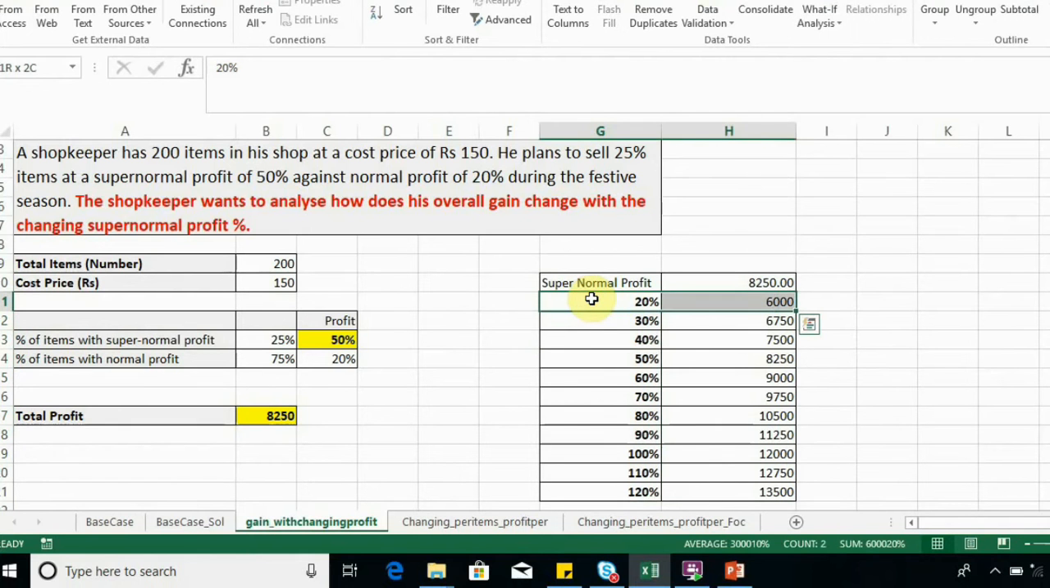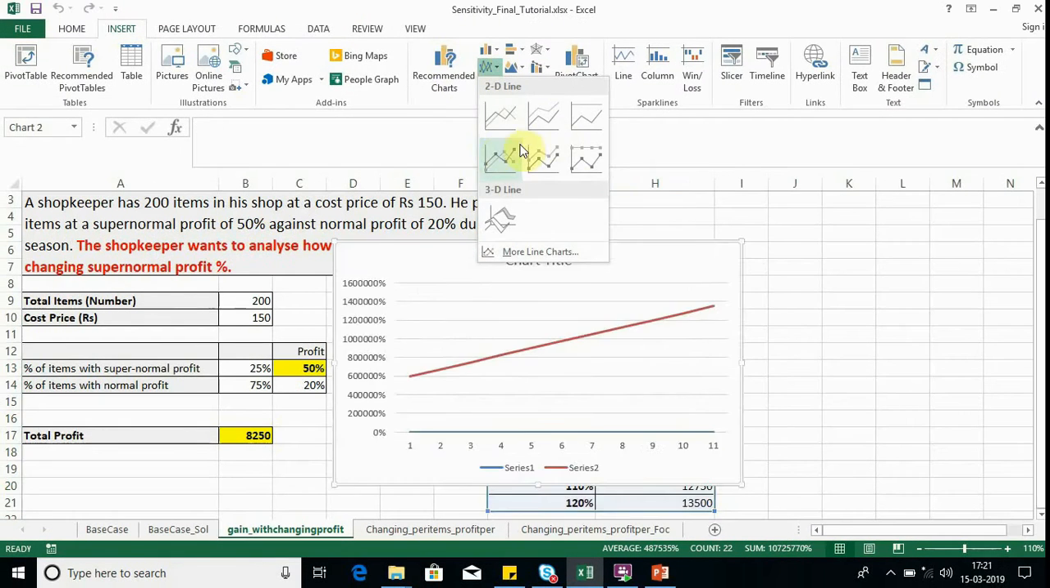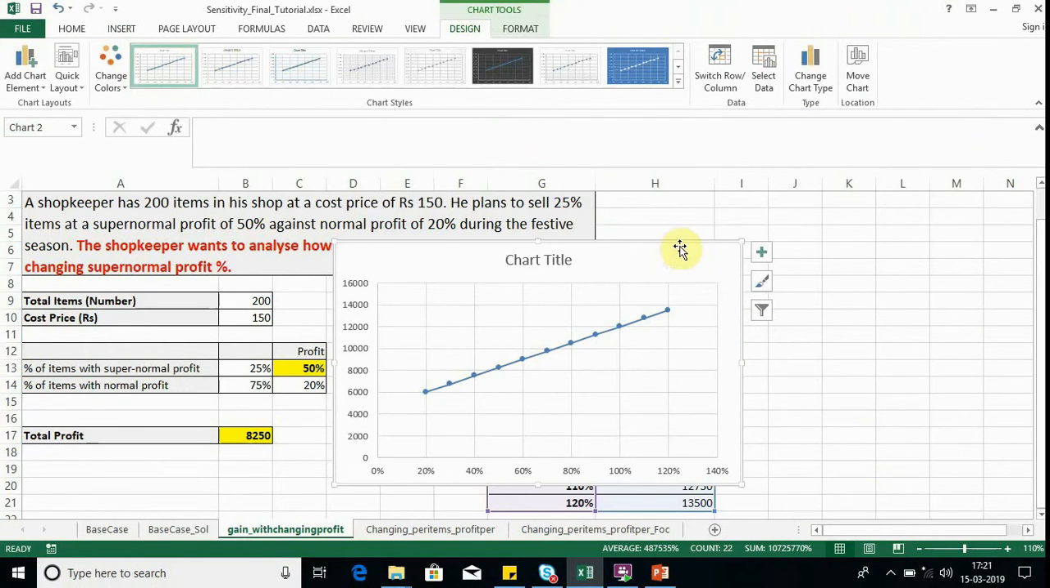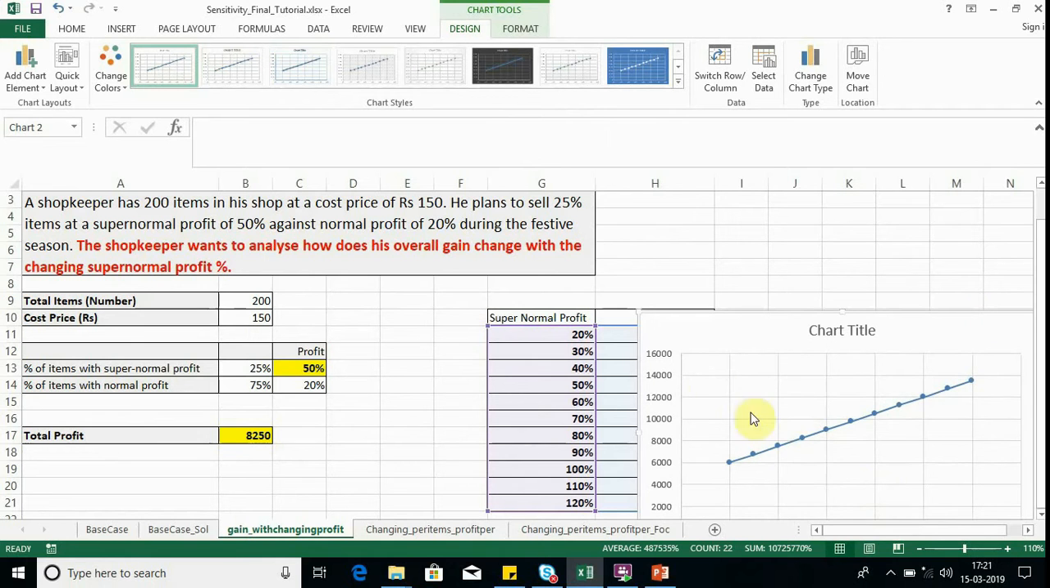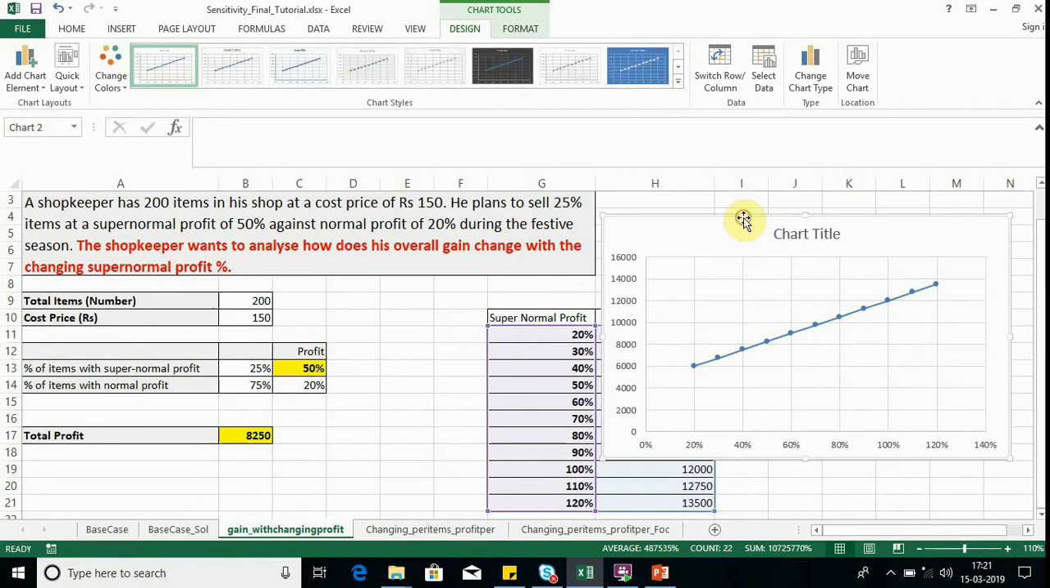Now if we have to analyze the trend, just select this, click on Insert, go to Charts, and then you can plot it the way you want. Now here you can see the entire data is now plotted in a graphical format.